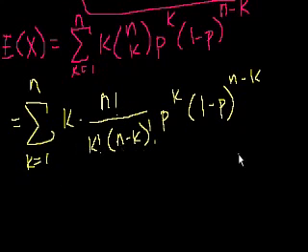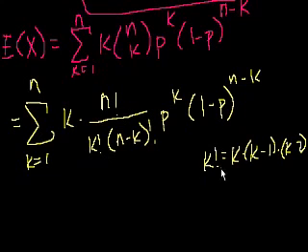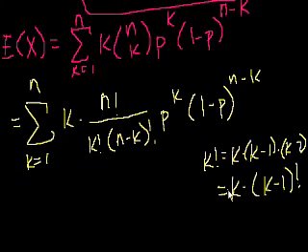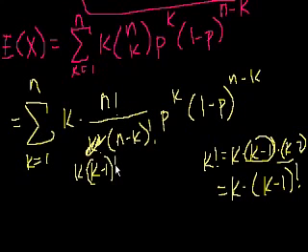K factorial is k times k minus 1 times k minus 2, and so forth, all the way until you get to 1, right? This is k factorial. So k factorial could be written as k times k minus 1 factorial. Right? It's k times the number 1 smaller than k times all of the numbers below it. So this could be rewritten as k times k minus 1 factorial. And the whole reason why I did that is so I can cancel this k out with that k.